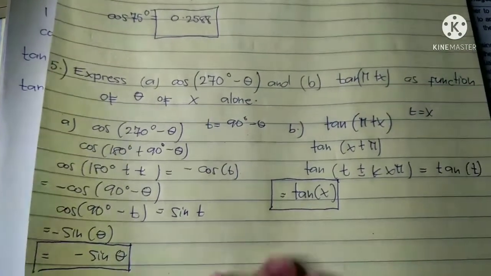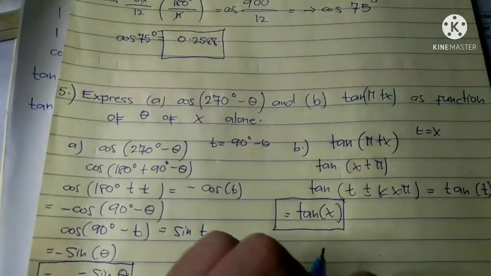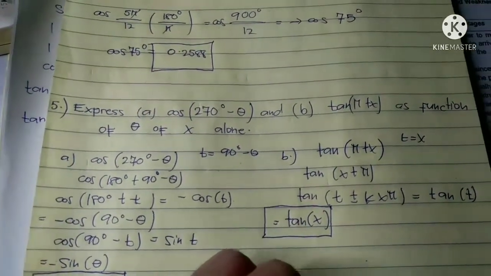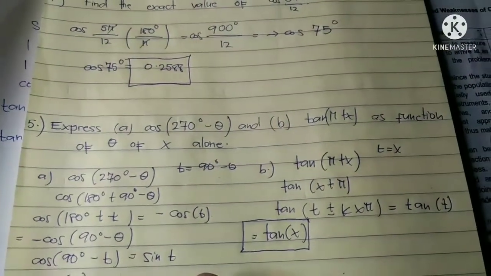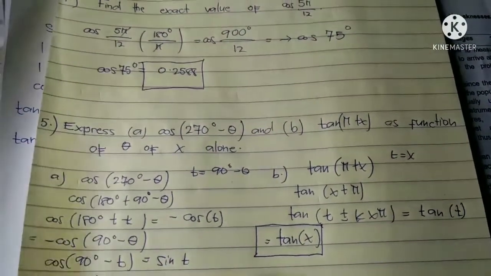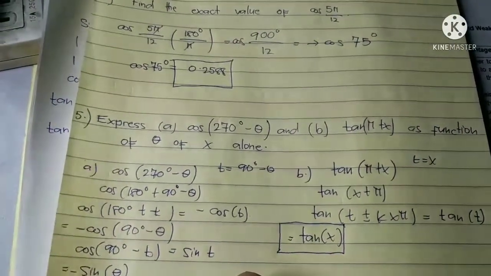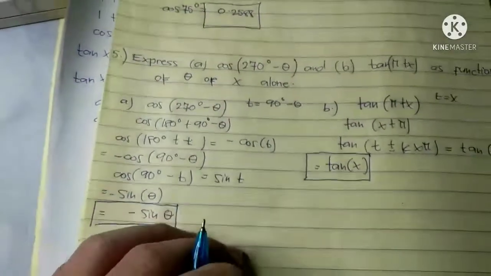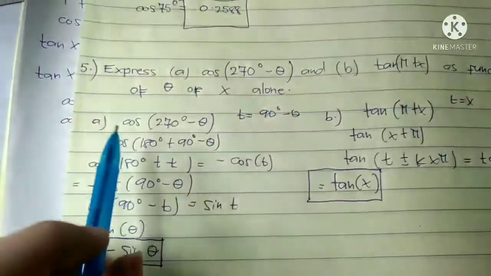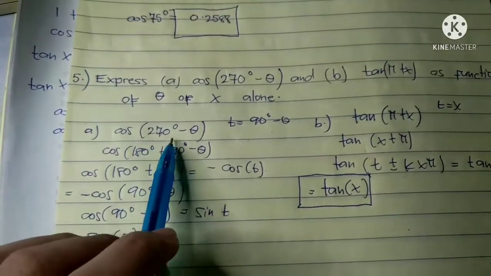So to continue, we are in number 5. We are asked to express (a) cosine 270 degrees minus theta, and (b) tangent pi plus x as a function of theta alone, or x alone. So for our (a), we have cosine 270 degrees minus theta.